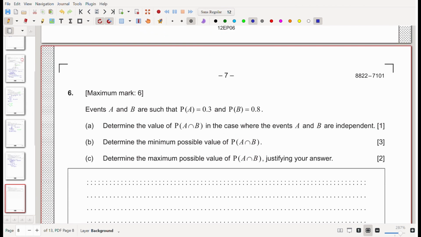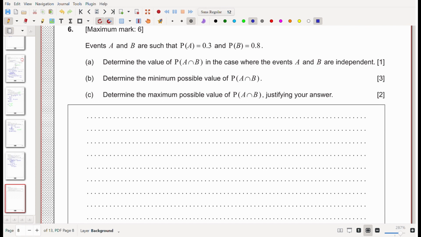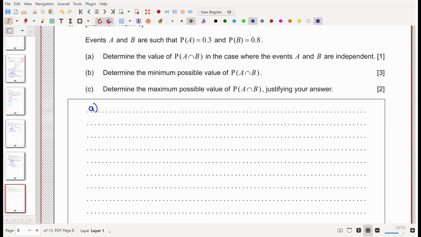Moving on to question number 6. A very interesting probability question. It's pretty basic, but you guys need to be able to use your data booklet well. We are given two events, A and B, and we're asked to find P of A intersection B with different cases.